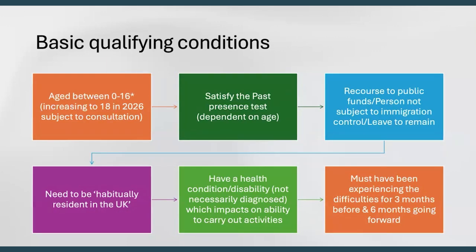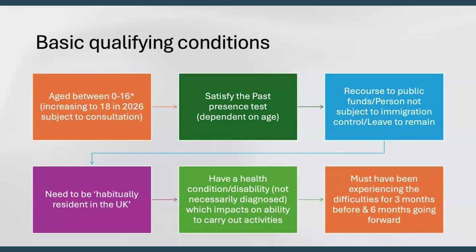There's a consultation at the moment looking at increasing that to 18 from next year, and we'll just have to wait and see how that goes. We need to satisfy the past presence test. So depending on the age of the child claiming, they need to have been in the UK for a certain period of time. They need to have recourse to public funds, so don't have any sort of restrictions attached to their leave if they're not an EEA national or a UK citizen.